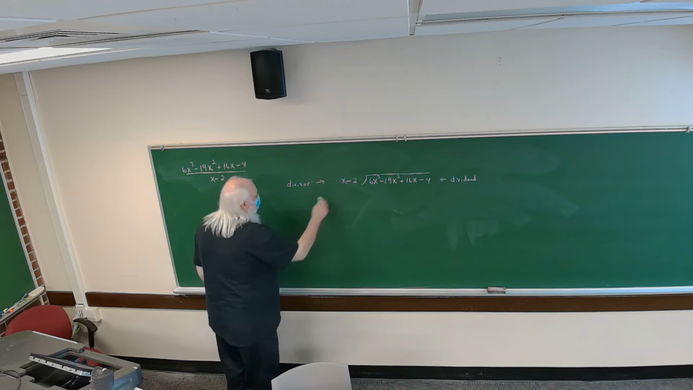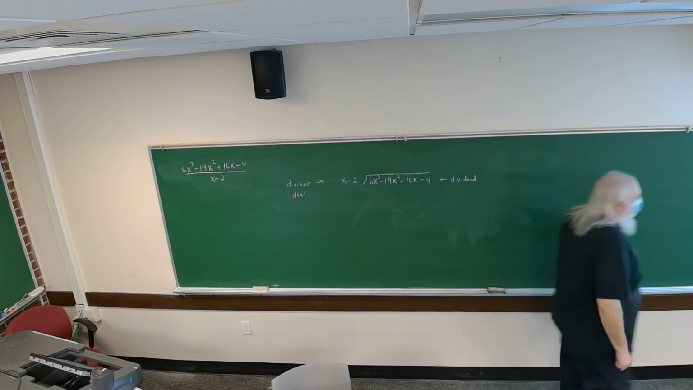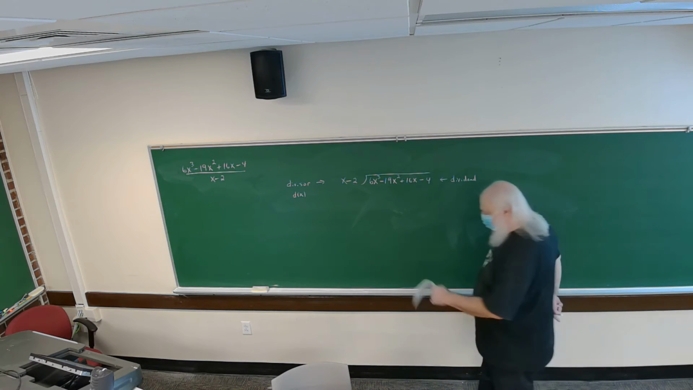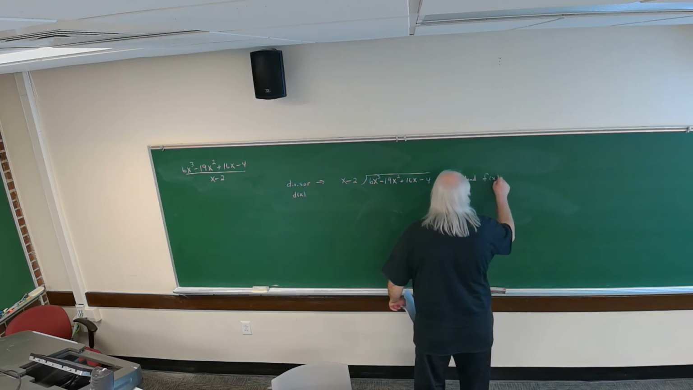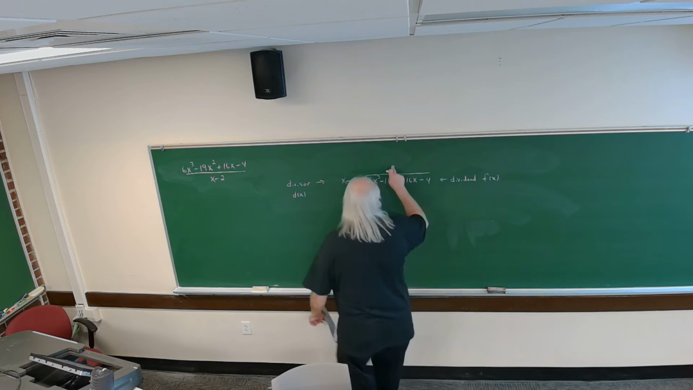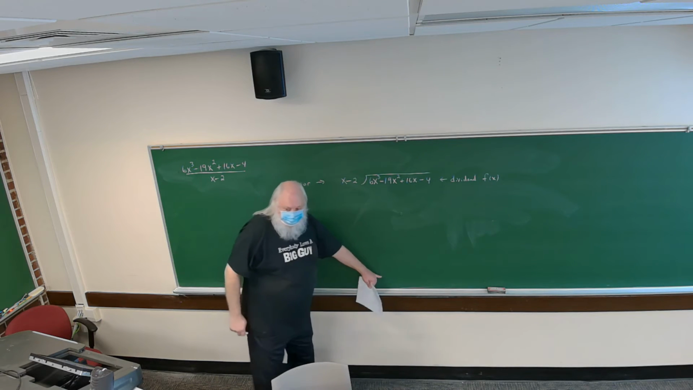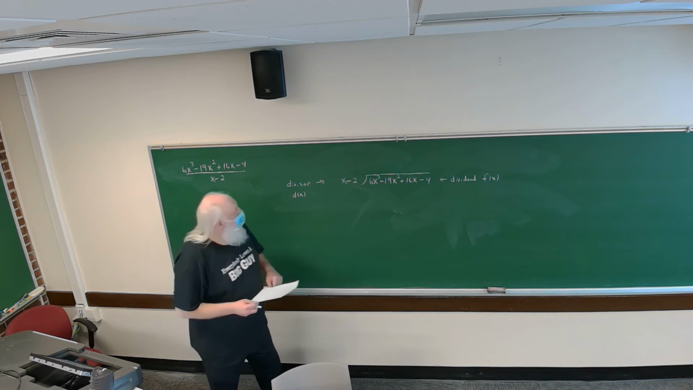So x minus 2 is the divisor d of x from our notes over here. And this is our dividend, f of x. All right, so what goes up here is the quotient q of x, and what's left over will be the remainder.